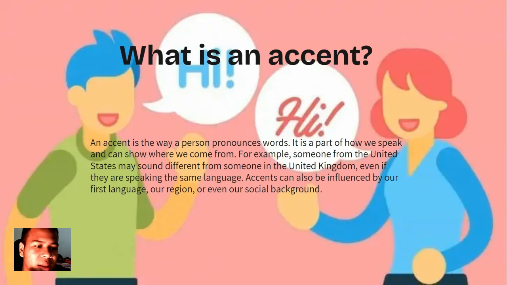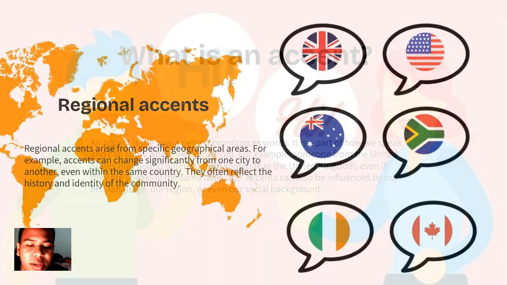What is an accent? An accent is the way a person pronounces words. It is a part of how we speak and can show where we come from. For example, someone from the United States may sound different from someone in the United Kingdom, even if they are speaking the same language. Accents can also be influenced by our first language, our region, or even our social background.